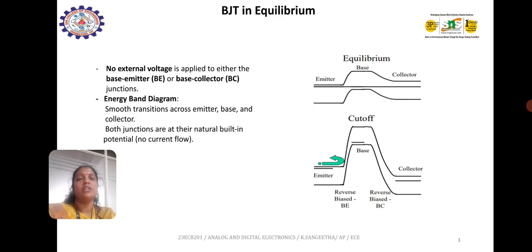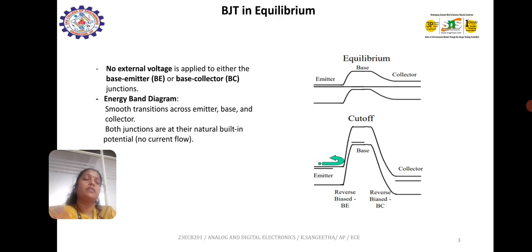So BJT in equilibrium. First we should know what is equilibrium, what is biasing. So equilibrium means no external bias. So no external bias is applied to either of the base emitter junction or base collector junction. So what will happen? No external voltage means no current flow, because BJT is an active component. So an active component requires external supplies for its operation.